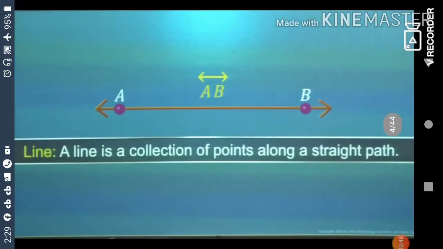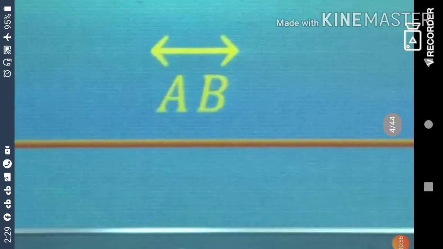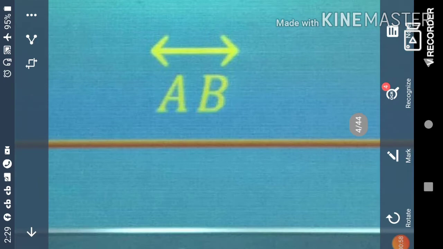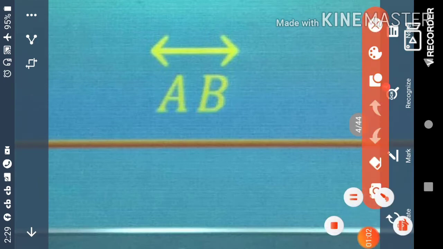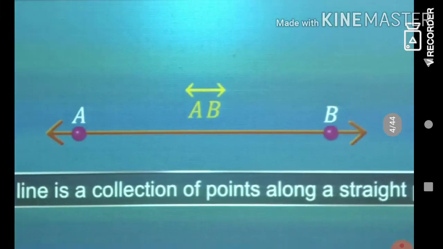Next, they are saying a line is a collection of points along a straight path, and we can denote it with this symbol. As you can see here, this symbol I'm talking about. Just pay attention, this one. This is a symbol of line. So we are saying it is line AB. Line AB. I hope it is clear to you.